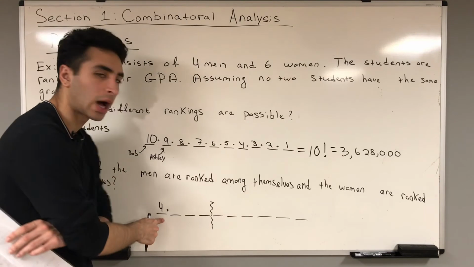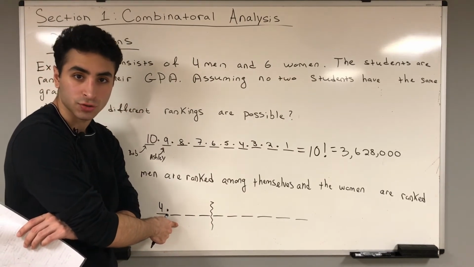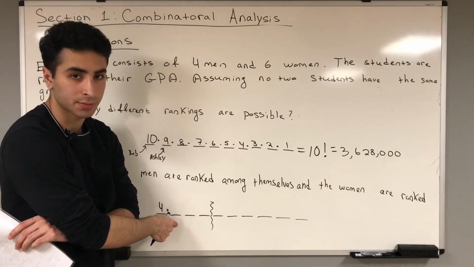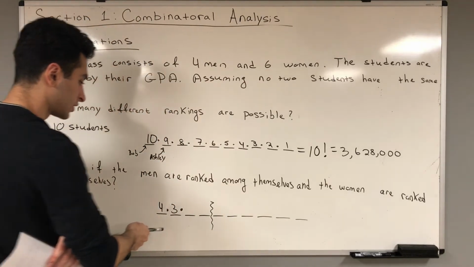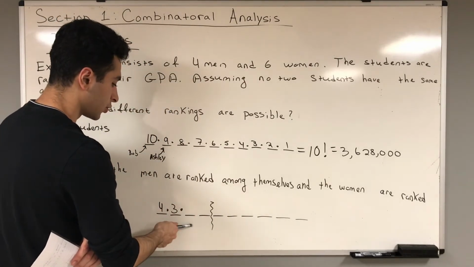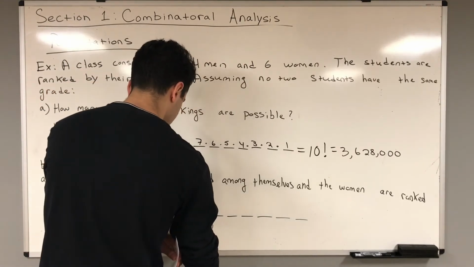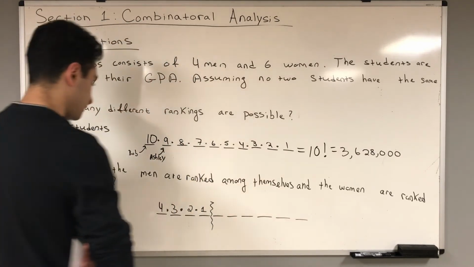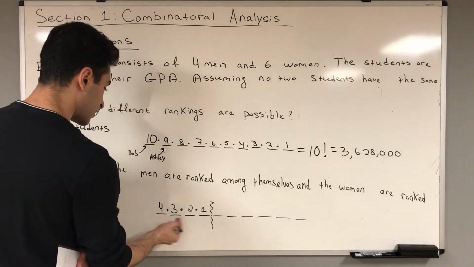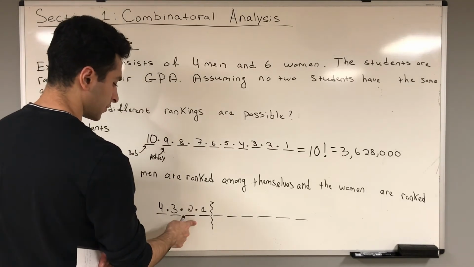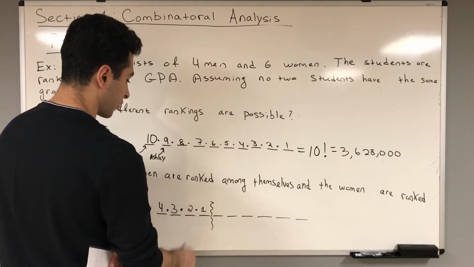Oh, but once I've chosen Bob for first place, I can't choose him again. So I only have 3 other men to choose from for our second experiment. So that's 3 outcomes for second experiment. And once I've chosen Bob and Dylan, I only have 2 other men to choose from. And then once you've chosen that guy, you only have 1 other guy to choose from. And that deals with the men, right? Because the men are ranked among themselves. You know, Bob is in first place, Dylan is in second place, Mike is in third, and Paul, which is me, is in 4th place.